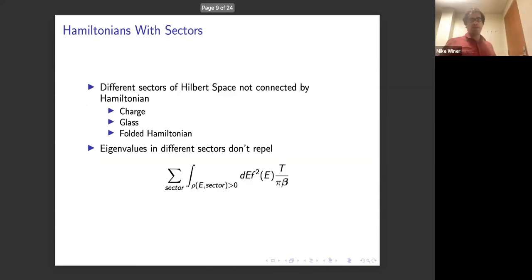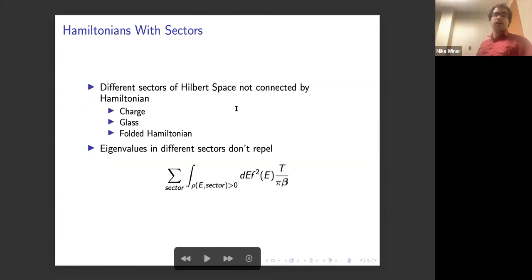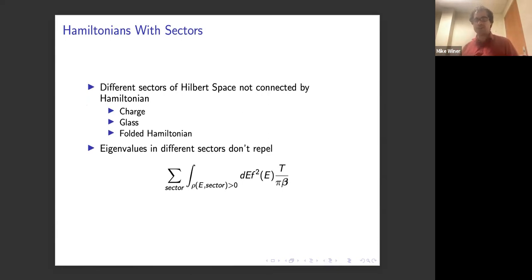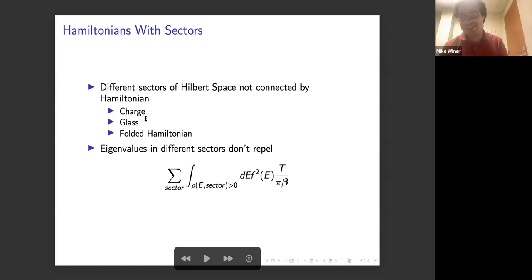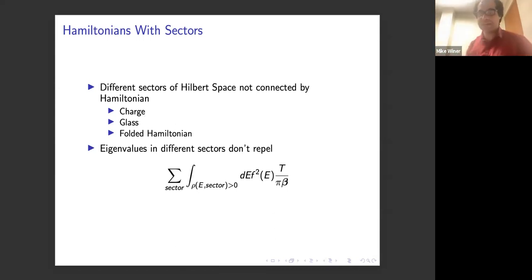Okay. So I just want to talk also about Hamiltonians with sectors. So the easiest way to have sectors is just to have a conserved charge, but also we've been thinking a lot about spin glasses. So I have a ton of backup slides about that. So for now, just think about a conserved charge.